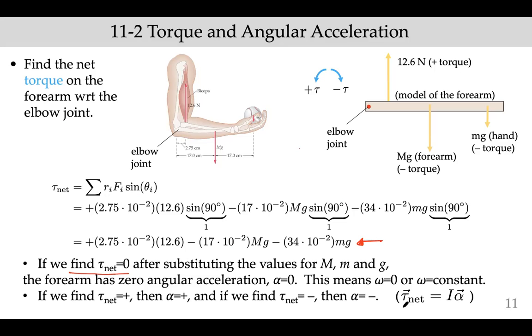Why? Because look at this formula. If the net torque is 0, then there will not be any angular acceleration. This is just like in the linear case, right? F net equals m a. If the net force is 0, let's say we have a box, there's a force of 5 newtons to the right and another force of 5 newtons to the left, F net is 0, then acceleration would be 0. Same thing here. If total torque is 0, then there will not be angular acceleration. So the forearm will just stay like this.